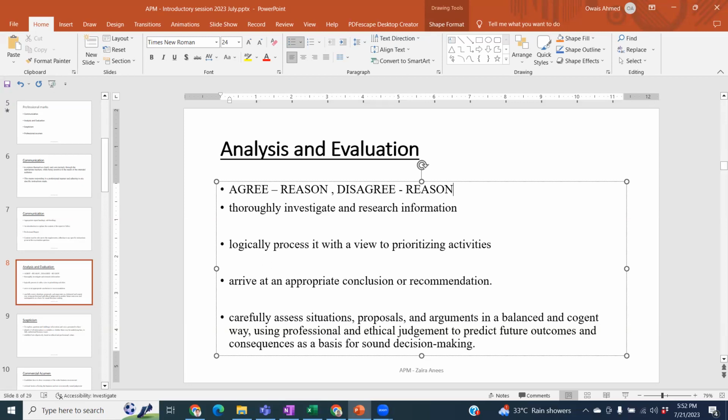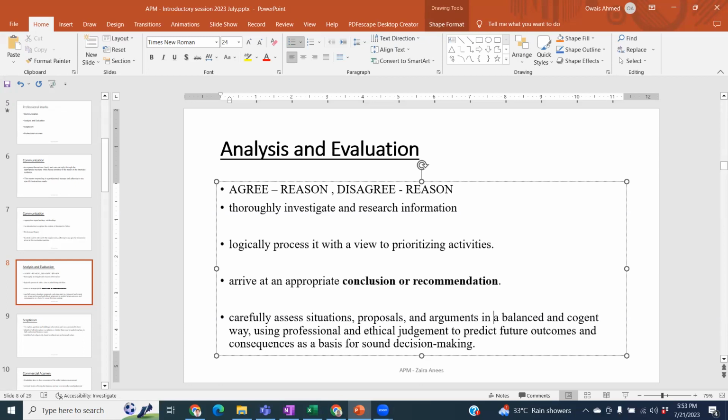Analysis and evaluation. Analysis is the overall analysis with respect to the company, with respect to the situation, with respect to what the company is doing, right? So thoroughly investigate and research information, logically process it with a view to prioritizing the activities, what should be done with the company, is the company doing everything well or not. Conclusion and recommendation: it is usually recommended that you try to end your answer with a conclusion or recommendation if you feel it is relevant in that scenario. You should try to conclude in maybe one or two sentences, but put this heading in your answer.